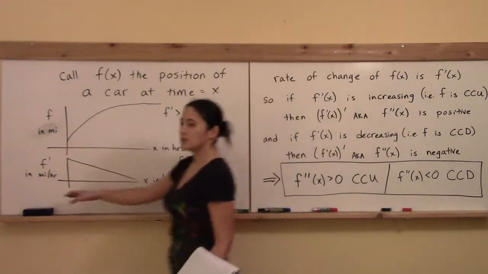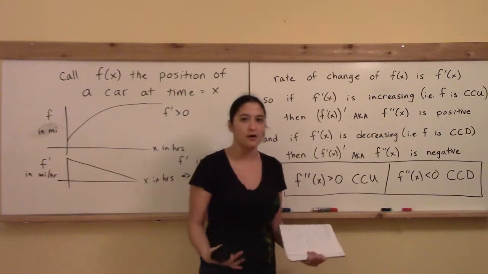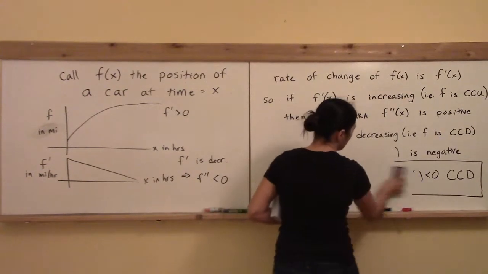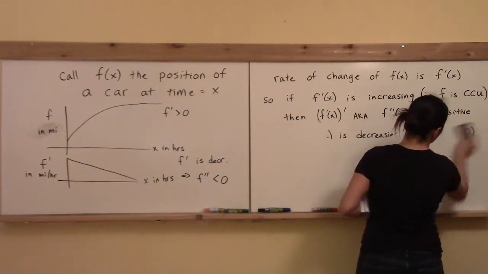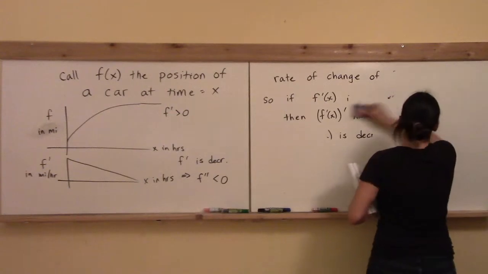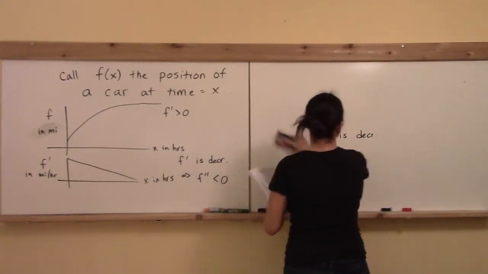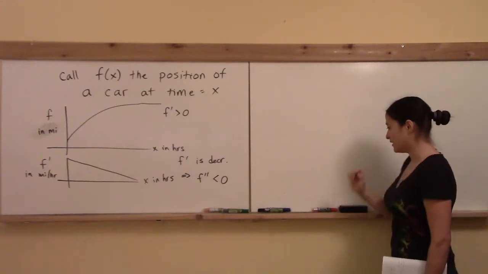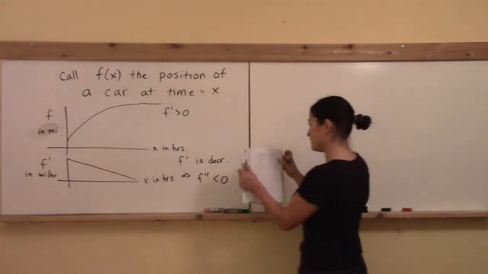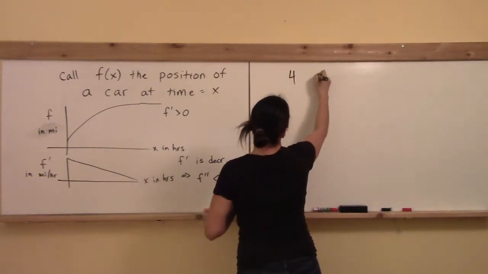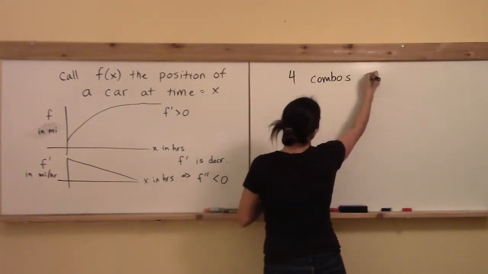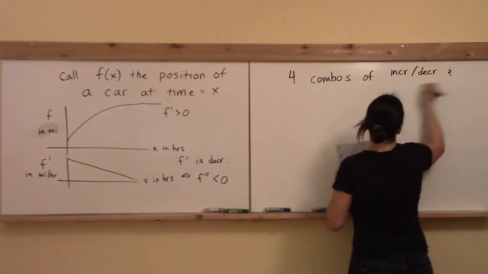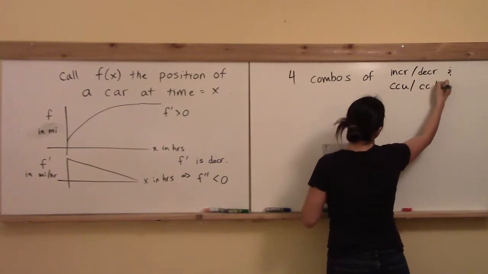And now I'm going to show you guys a really cool trick so you can always tell the difference between concave up and concave down versus increasing and decreasing. Okay? This is a really cool trick. I got it from a book called Apex Calculus, which is a free book if you want to look it up on engineering calculus. And here I'm going to call this the 4 combinations of increasing versus decreasing and concave up versus concave down.